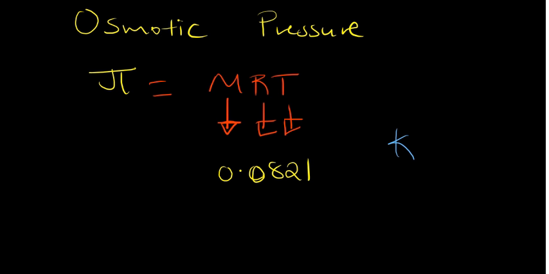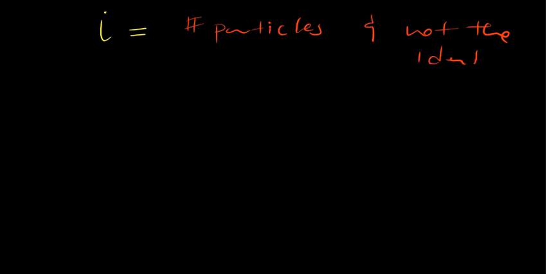So I did also mention that I'm going to explain what the value of i basically stands for. So what is the value of i? Remember we've emphasized that whenever we are talking about colligative properties, we're interested in the number of particles and not the identity, the type or the material. We are not interested in the identity, we're interested in the number of particles.